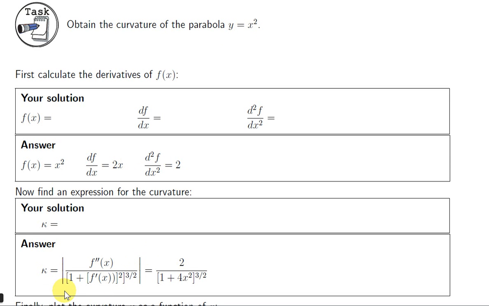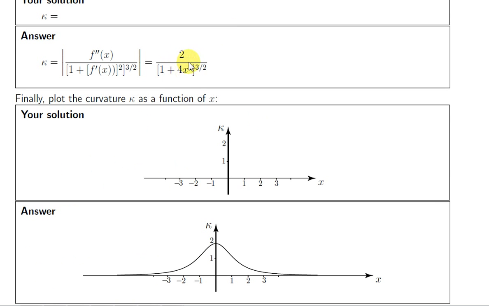Now, the curvature involves taking a magnitude, but since 1 plus 4x squared is positive for all values of x, we can just drop these magnitude lines. Let's look at a graph of the curvature. Well, we see that as x tends towards plus infinity, the denominator blows up, so kappa will go to 0. So the x-axis is a horizontal asymptote for this function.